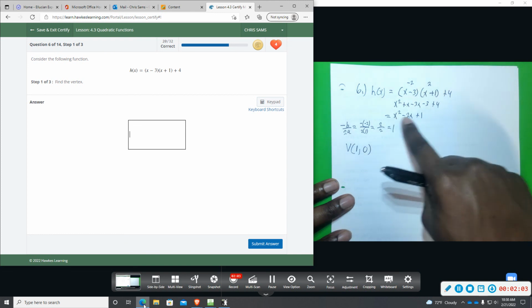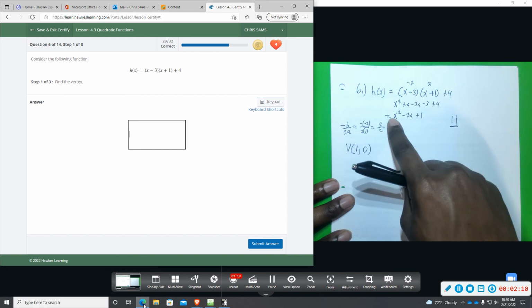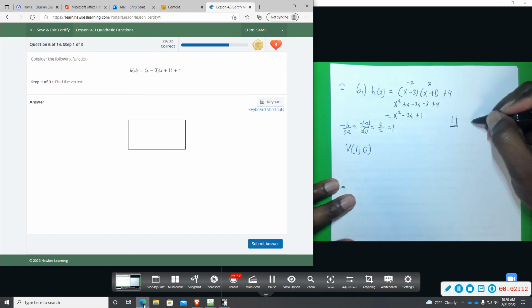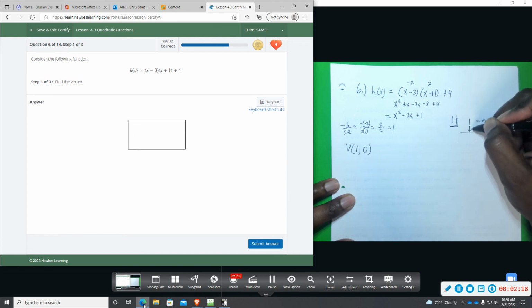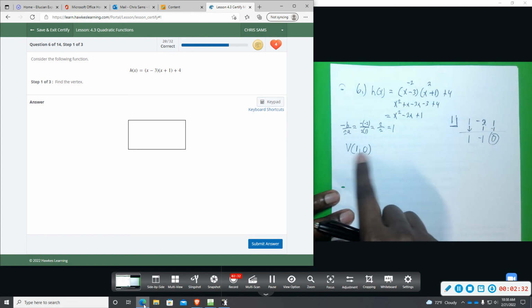If you would like to, I like to do synthetic division. So I'm going to put my 1 here, that's my box number. And then my coefficients, 1, negative 2, and 1. Bring your first number straight down. Multiply, 1 times 1 is 1. Subtract, that will give us a negative 1. 1 times negative 1, negative 1. Subtract, that will give us 0. So this is your final answer. Same thing we got here. So we have our vertex.